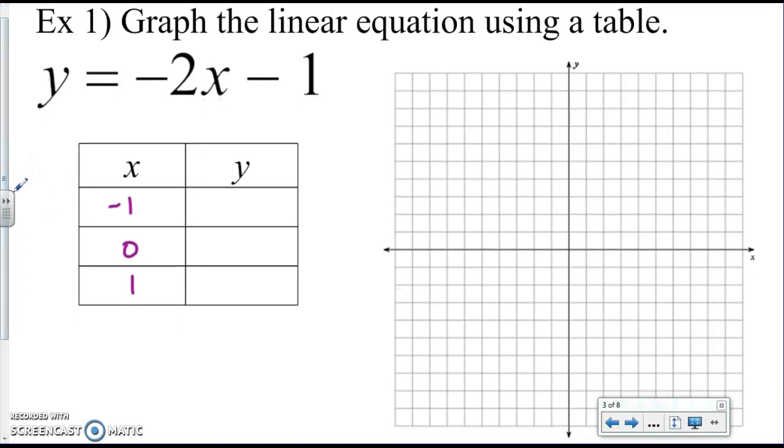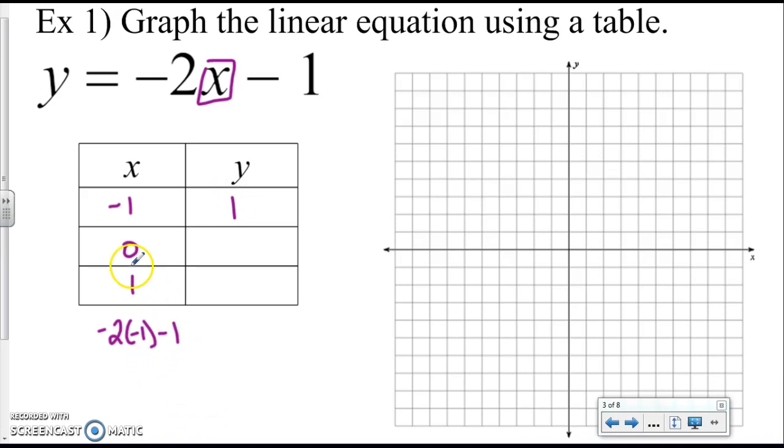If there's a fraction there, that'll change slightly, but since there's no fraction, we're going to go ahead and go with it. So what I'm going to do is take this negative 1 and plug it in for my x up here. So I'm going to do negative 2 times negative 1 minus 1. I can go ahead and type this in my calculator, negative 2 parentheses negative 1 parentheses minus 1, and I end up getting 1 for an answer.